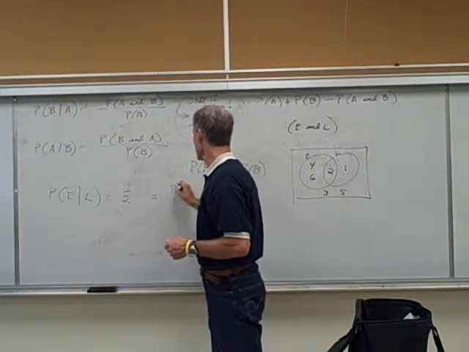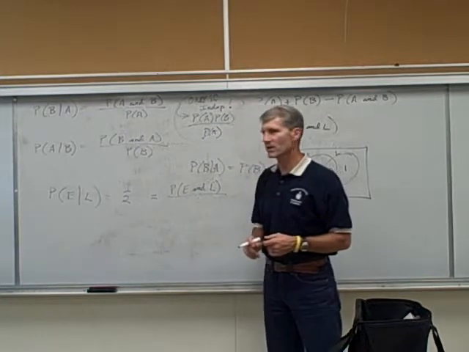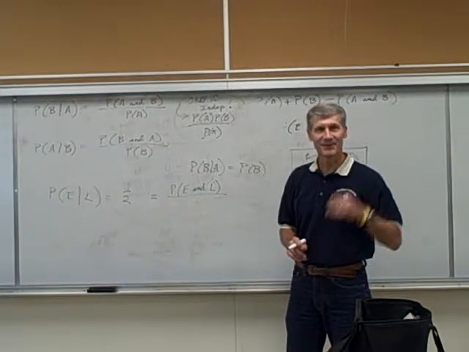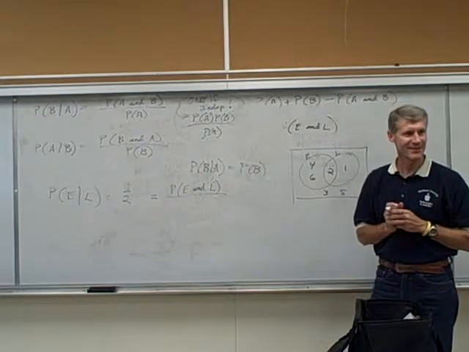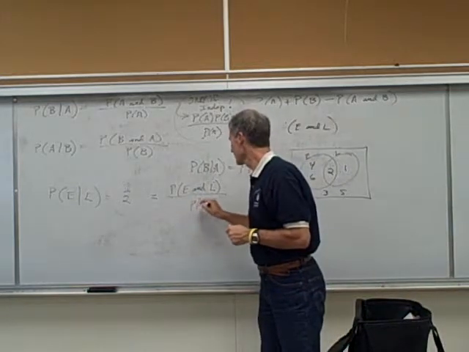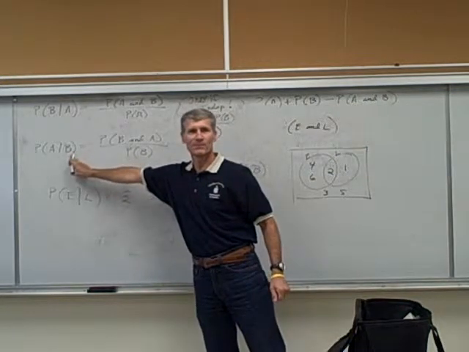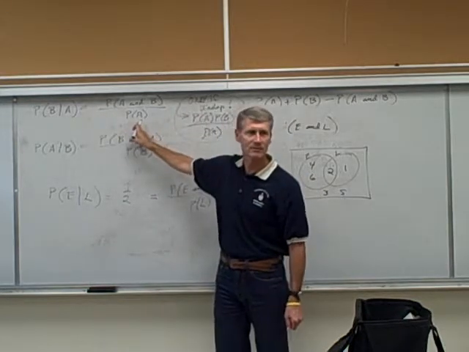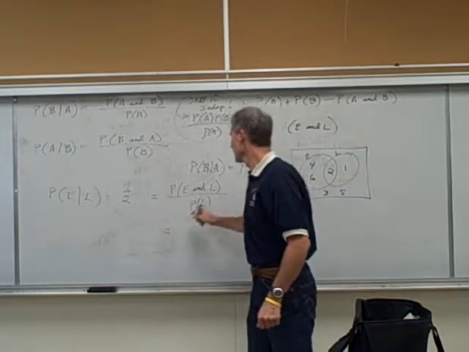That should be equal to the probability of E and L divided by the probability of L. Yep, it's one of those. Emily says L. It is L. How do you know? You divide by the one you conditioned upon. So the B happens here, it goes in the bottom. The A happens here, it goes in the bottom. So the L happens here, that goes in the bottom. So fill in the pieces.